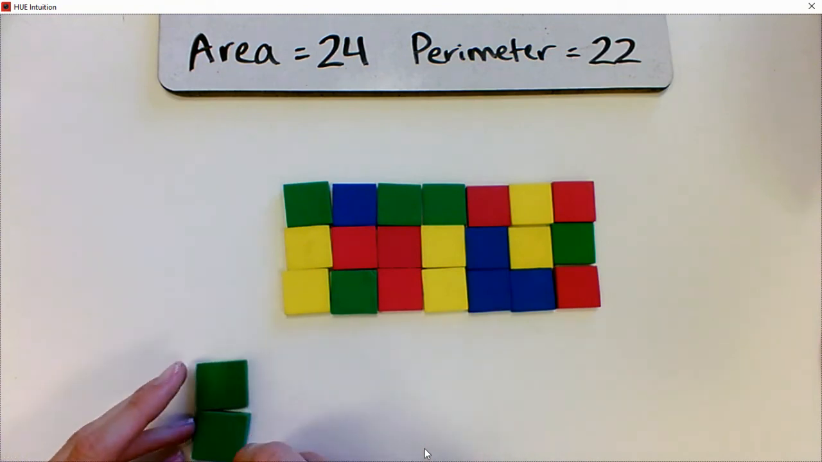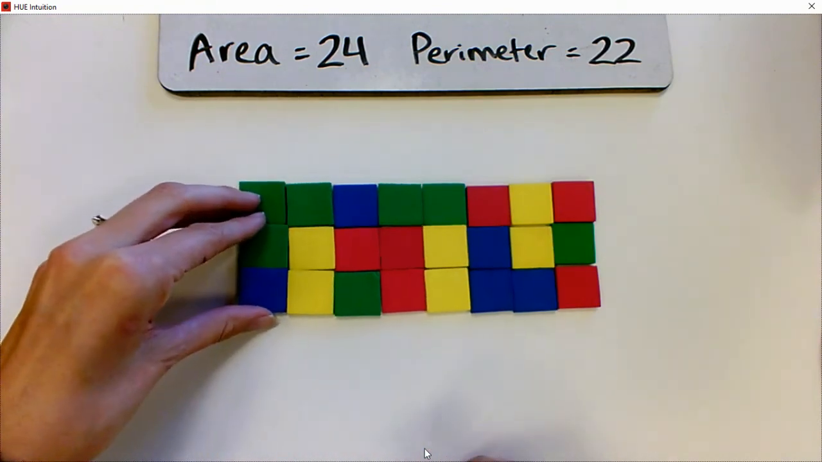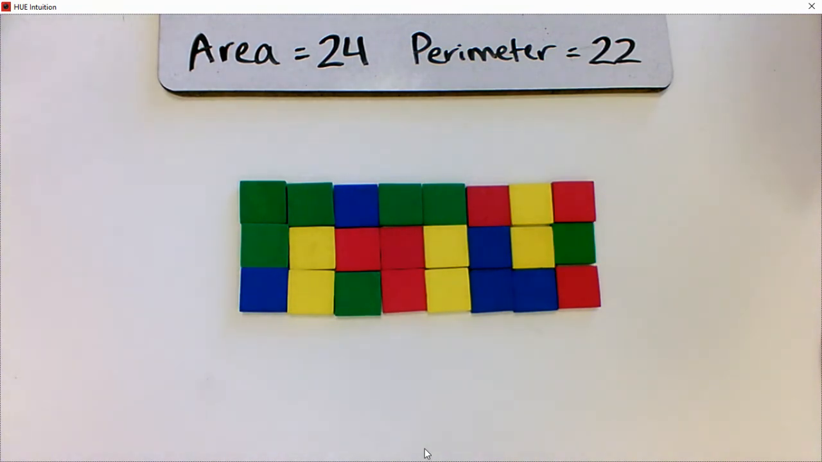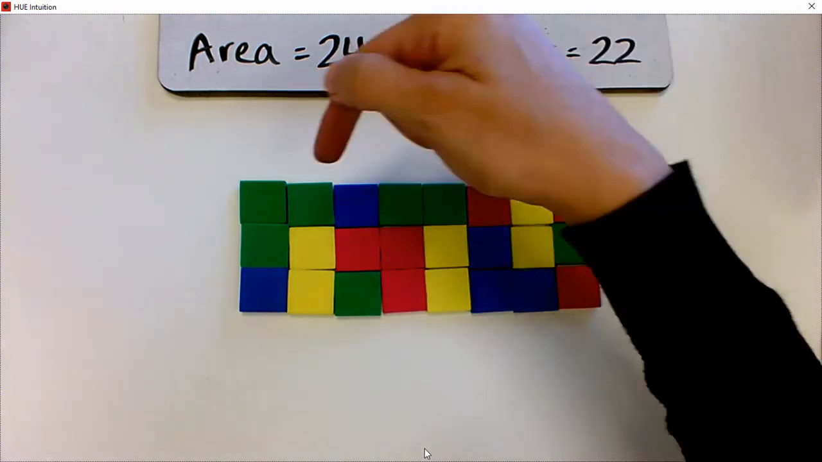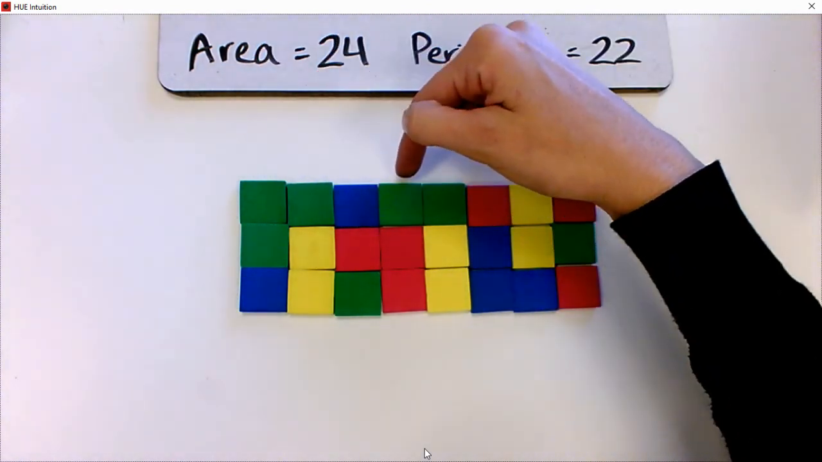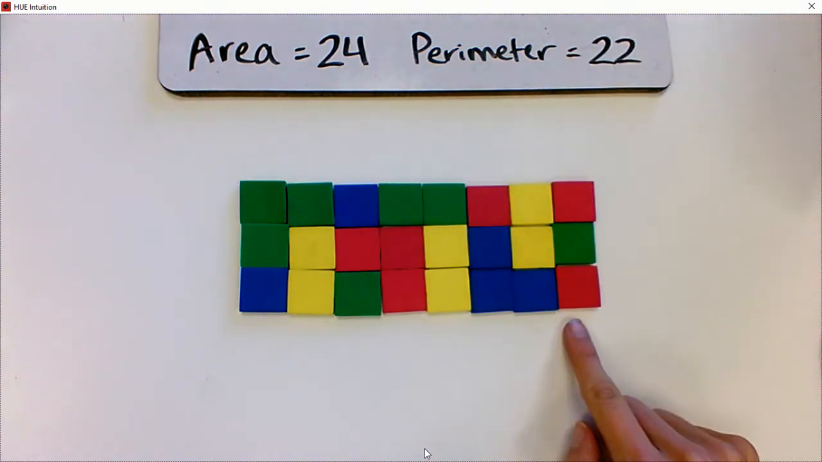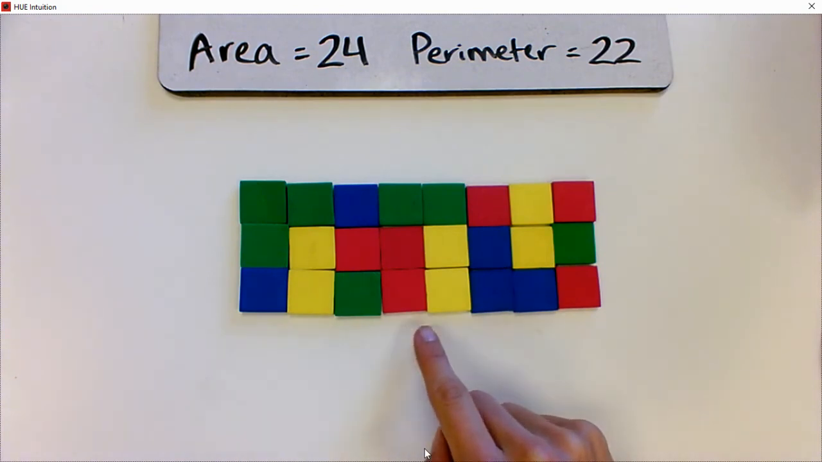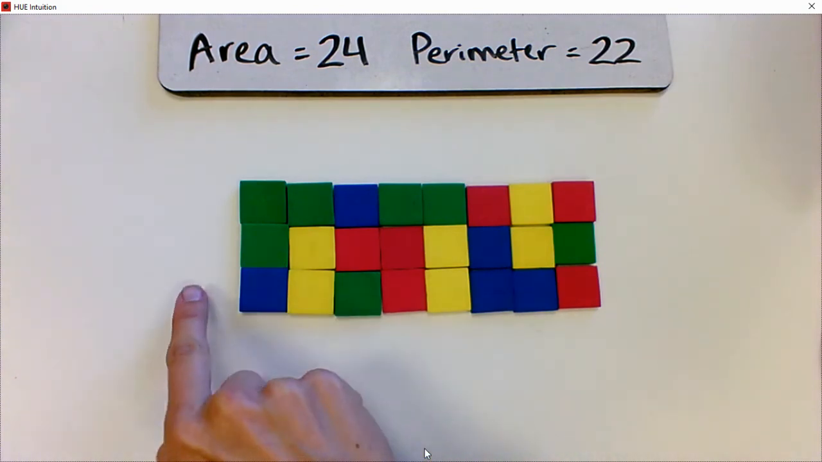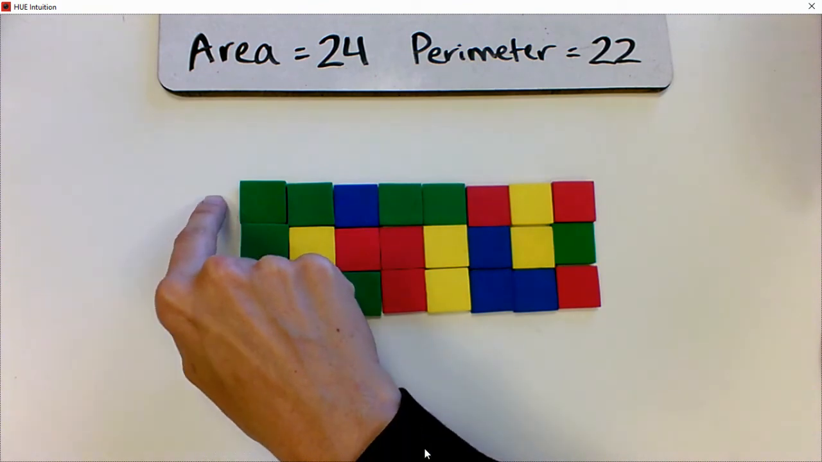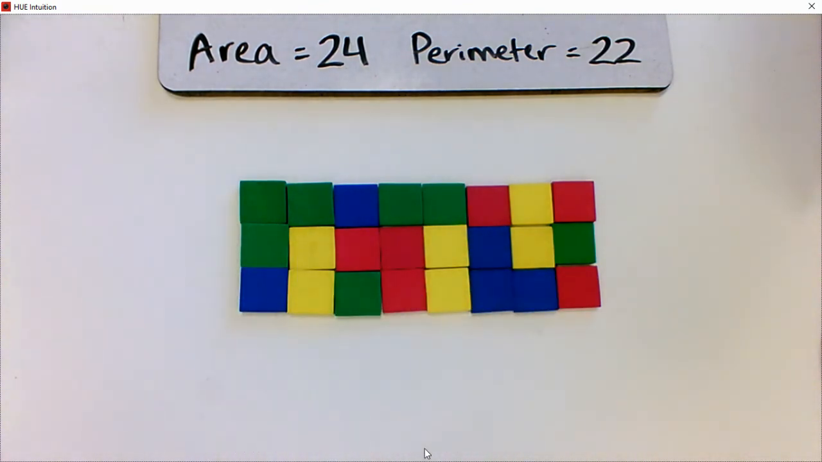All right, this is still a rectangle. This is an 8 by 3 rectangle. So it still has an area of 24 because I used the same 24 tiles to make it, but let's see if the perimeter changed. Last time my rectangle only had a perimeter of 20 and I was going for 22. So let's see what I'm at now. 1, 2, 3, 4, 5, 6, 7, 8, 9, 10, 11, 12, 13, 14, 15, 16, 17, 18, 19, 20, 21, 22. This rectangle has an area of 24 and a perimeter of 22.